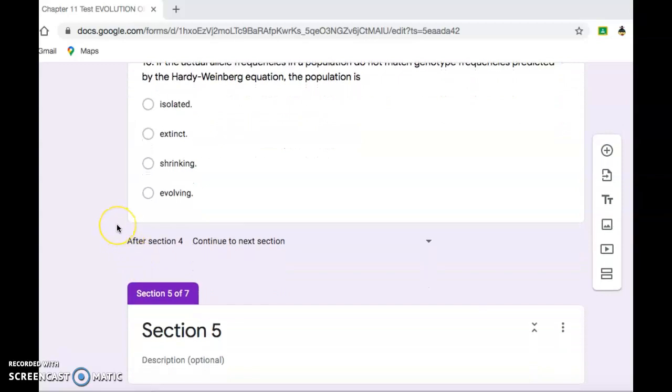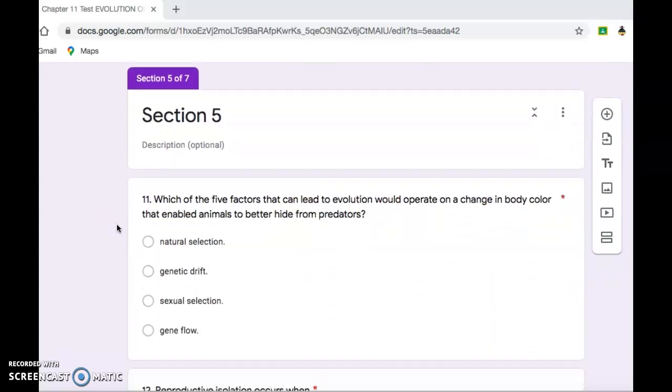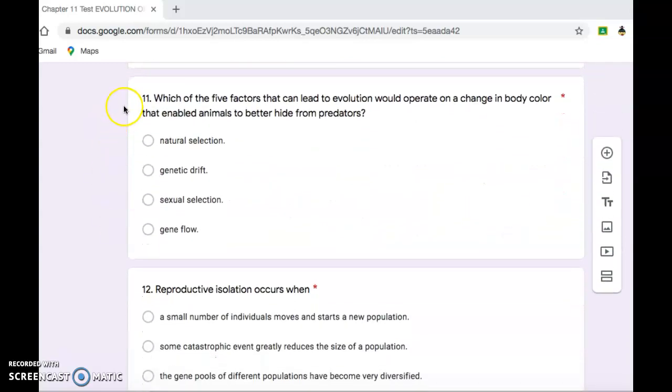Once you are done with all of those questions, make sure to move to section 5. Number 11. Which of the 5 factors that can lead to evolution would operate on a change in body color that enabled animals to better hide from predators? Natural selection, genetic drift, sexual selection, or gene flow?